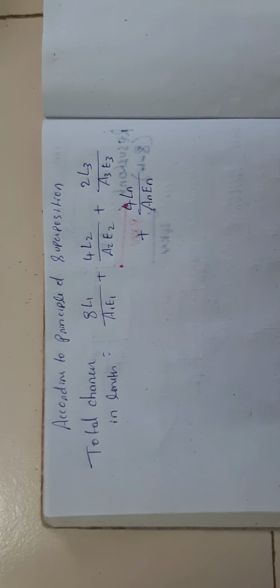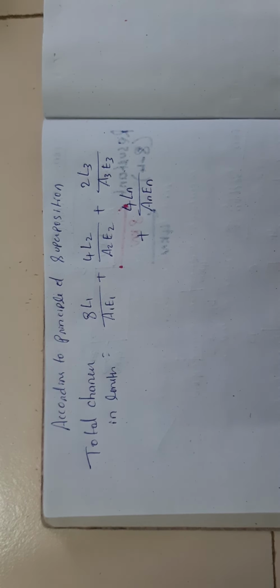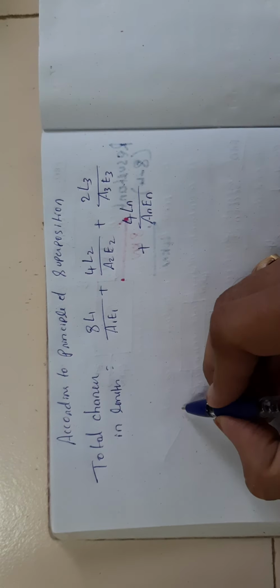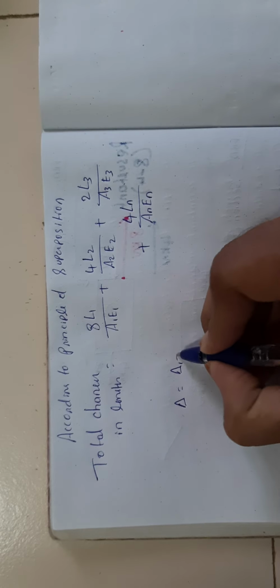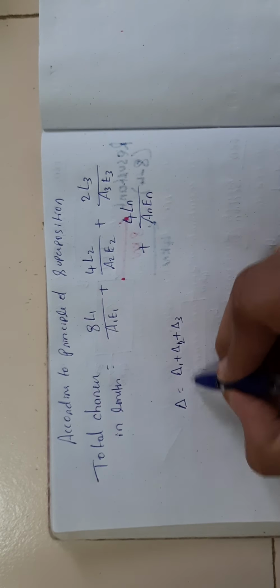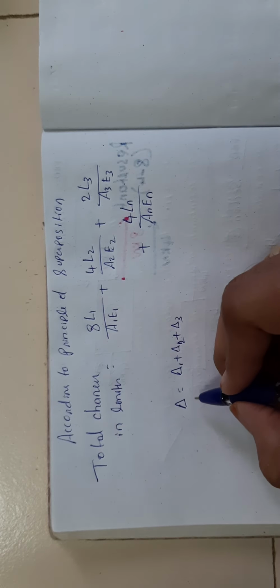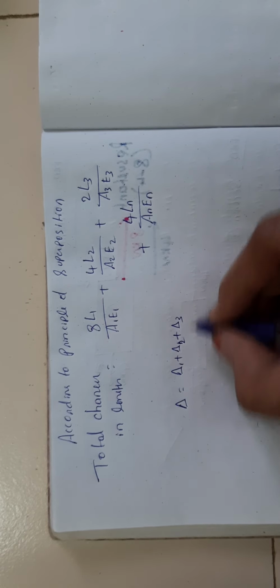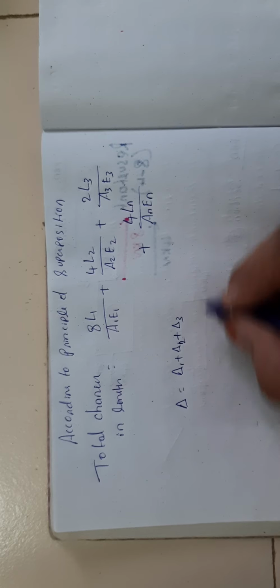So this is how you can find out the total change in length in that member. If they ask you about the total strain, the strain in each member, you can add the strains: delta 1 plus delta 2 plus delta 3. This is the total strain, represented with delta. Like that you can add any number of members.